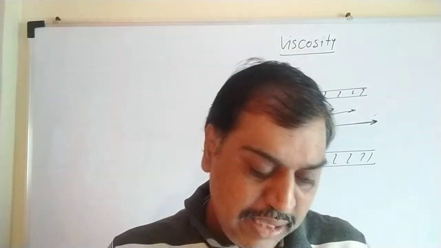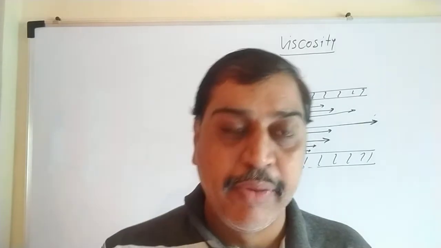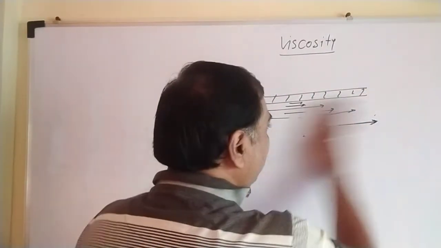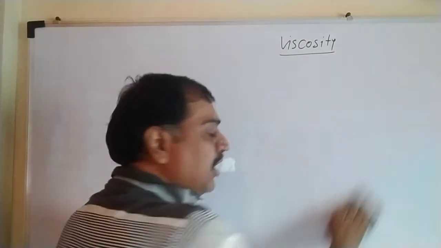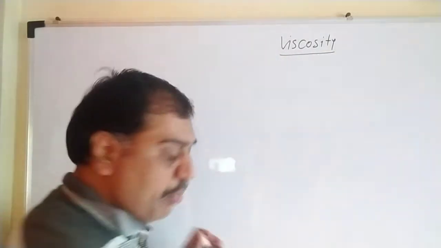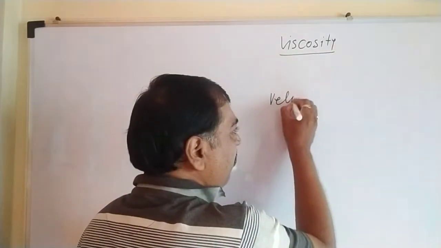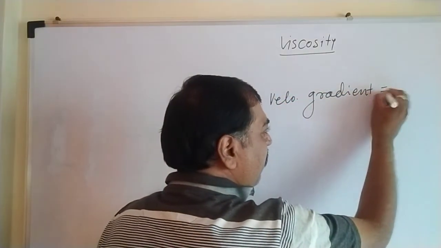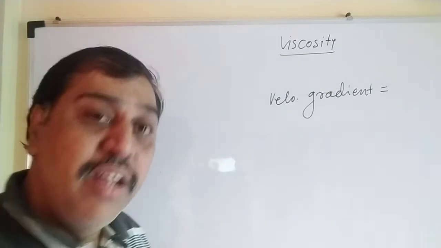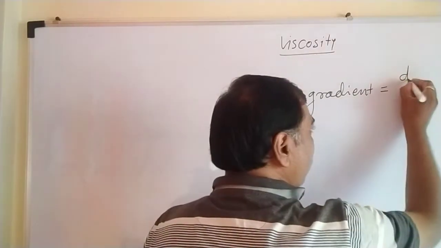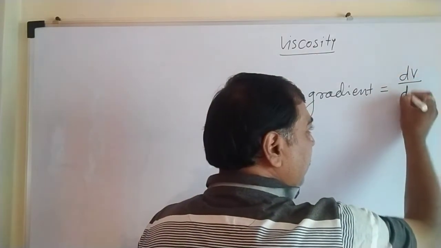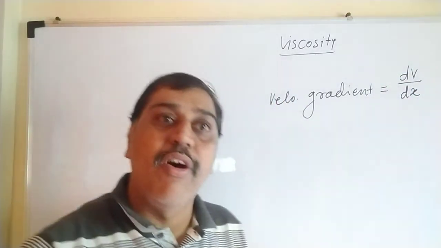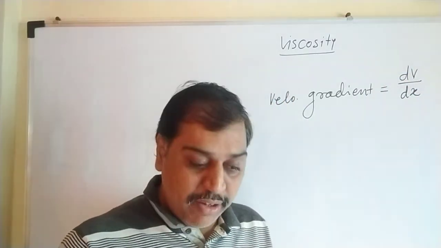Below that they have given the equation for velocity gradient. What is the velocity gradient? Simply, as the distance changes, how the velocity changes can be measured, and that is said to be the velocity gradient. We can represent it like this: velocity gradient equals change in velocity with distance. The change in velocity is dv, and the change in distance is dx. So change in velocity with distance is the velocity gradient.